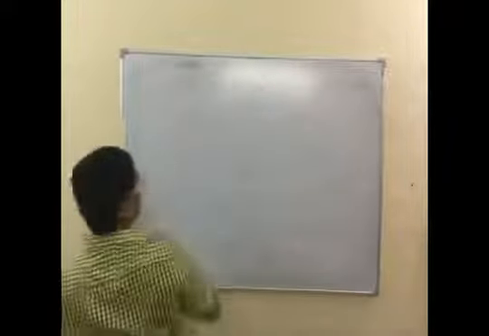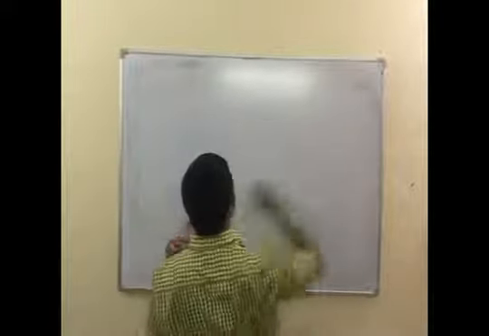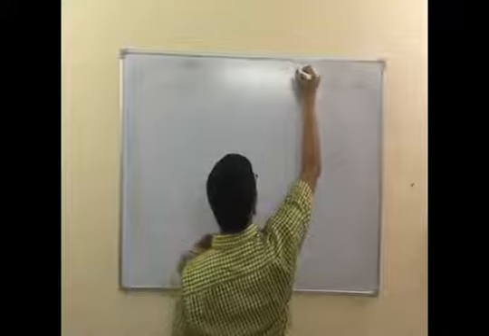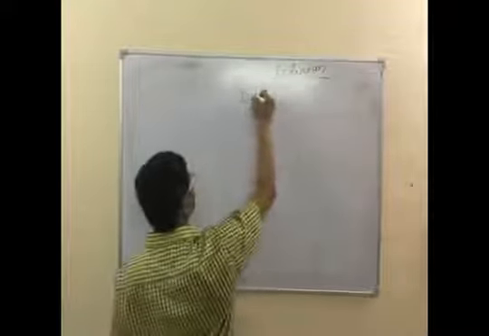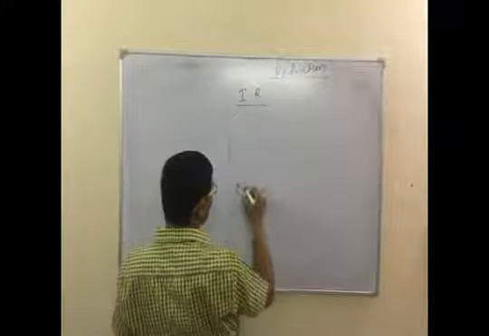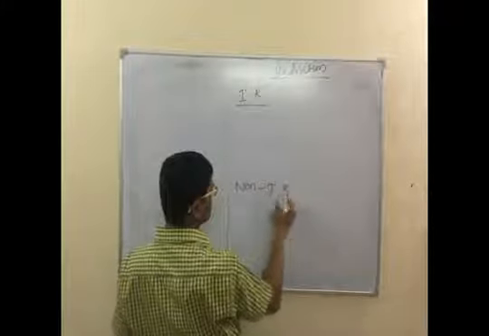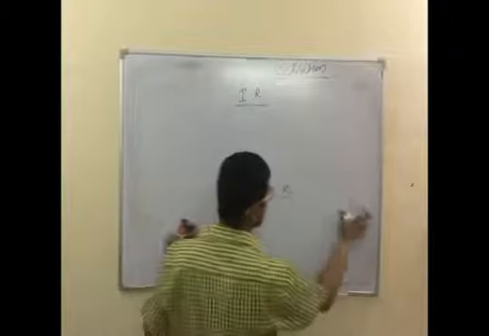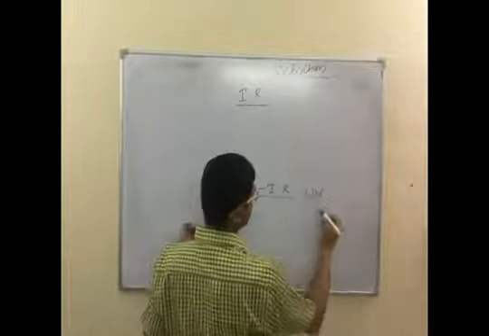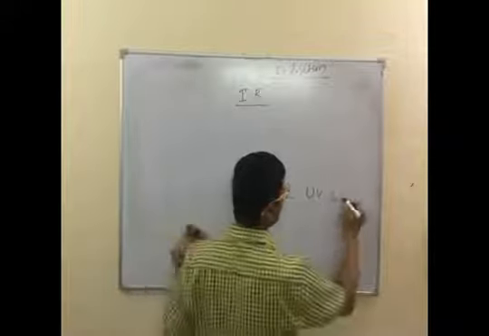Okay, so this is all about filtration. Then we can discuss radiation. Radiation is of two types: ionizing radiation and non-ionizing radiation. Examples of non-ionizing radiation are ultraviolet rays and infrared rays.